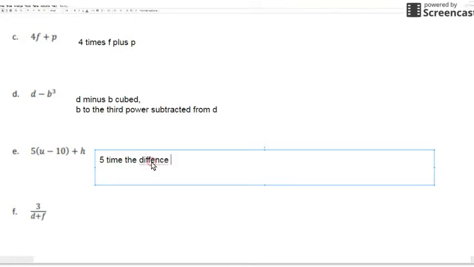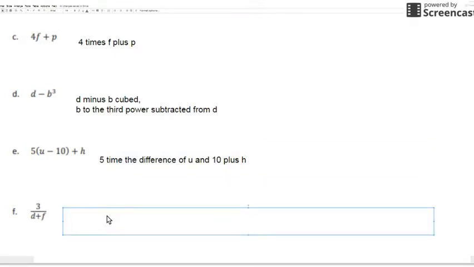The difference of u and h, and then of course what happens at the end, plus h. This is saying that I have to find the answer to the subtraction first and then follow order of operations. Then I can multiply and then I add. So that works. Once again, if you want to try another one on your own, go ahead and try it. See if it makes sense to you. If it does make sense, or if you want me to come by and look at it, that's fine as well.